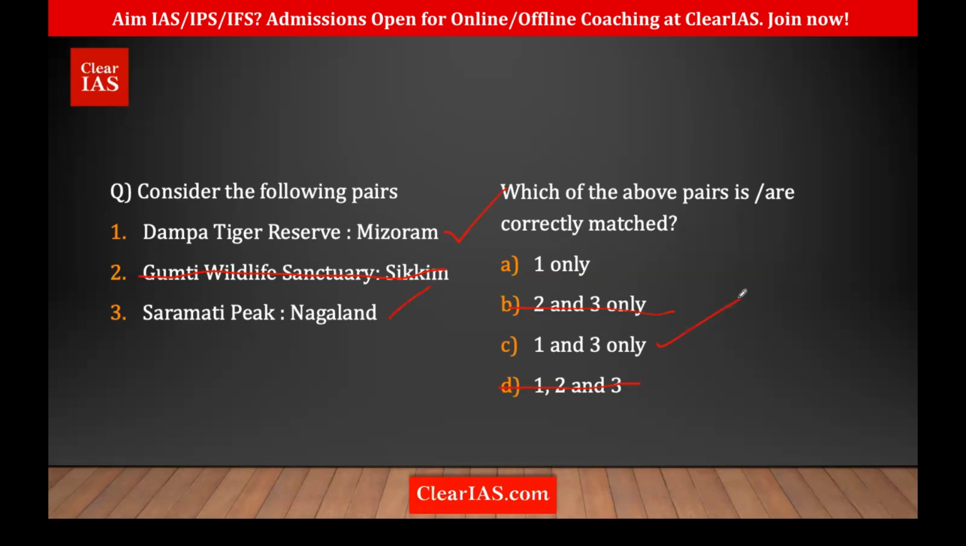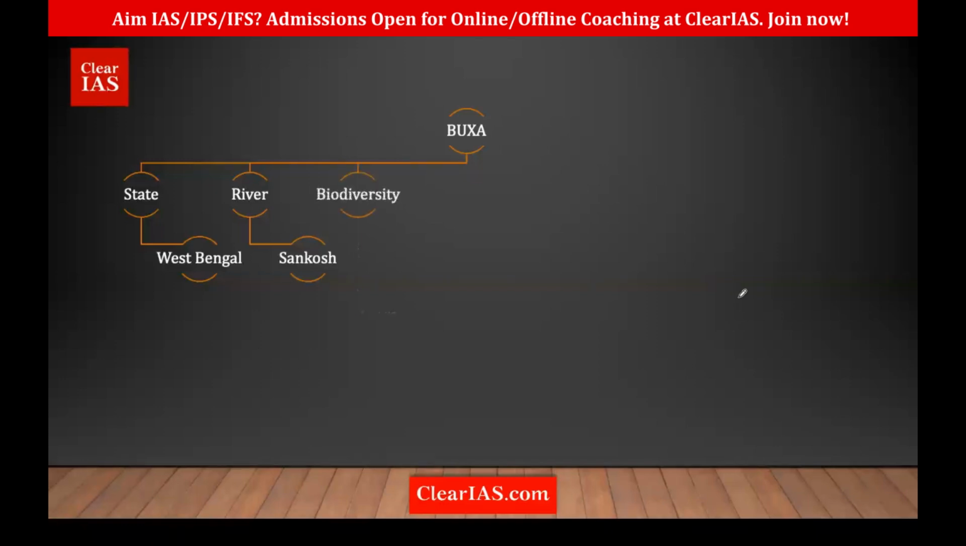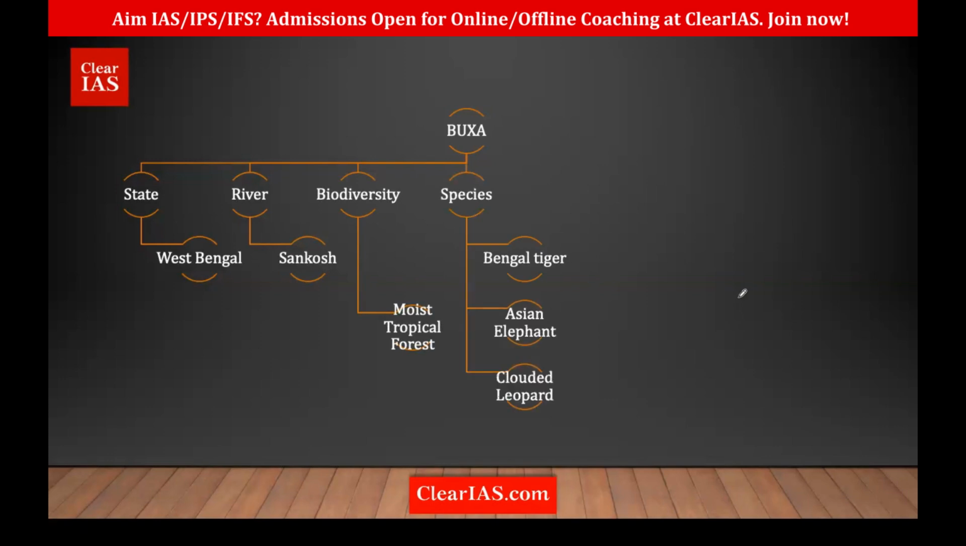Next, the last one related to the northeast, Buxa. It's actually not in the northeast, it is part of West Bengal. Buxa is in West Bengal. And which river flows through it? It is the Sankosh River, which is a tributary of the Brahmaputra. And what biodiversity? It's mostly moist tropical forest. What species are found here? The Bengal tiger, the Asian elephant, as well as the clouded leopard.